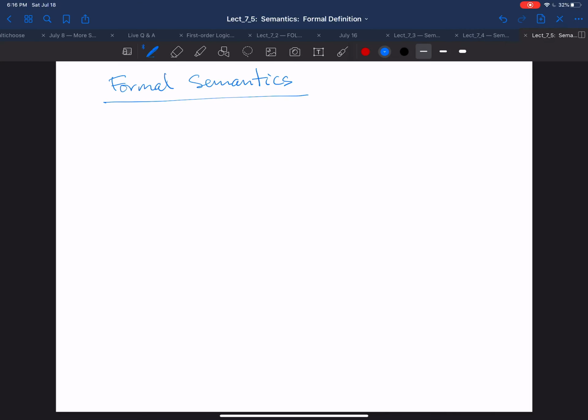Okay, at this point we're just going to formalize the informal definition of semantics that we just looked at. So this is what's captured by definition 7.19 in the textbook. So suppose we have some formula A, and we have an interpretation and an assignment.